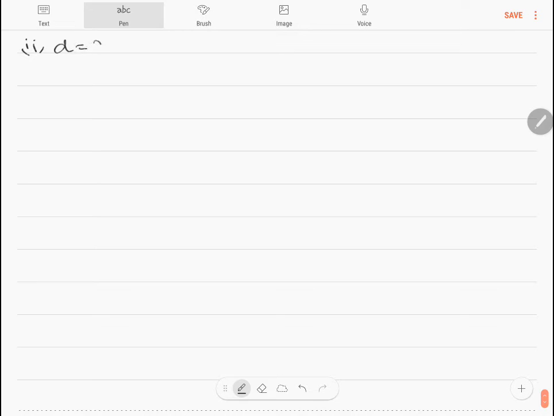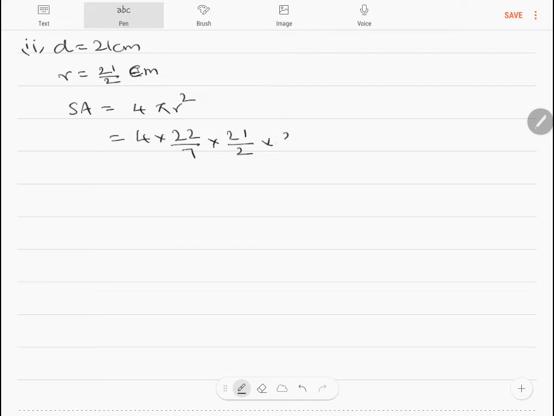Number 2, diameter is 21 centimeters. So radius will be 21 by 2, we'll have it in the fraction itself, 21 by 2 centimeters. Surface area is 4 pi r square, which is equal to 4 into 22 by 7 into 21 by 2 into 21 by 2. Cancelling 3 times, 2 11s are 22, 2 2s are 4, which comes to 1386 centimeters square.